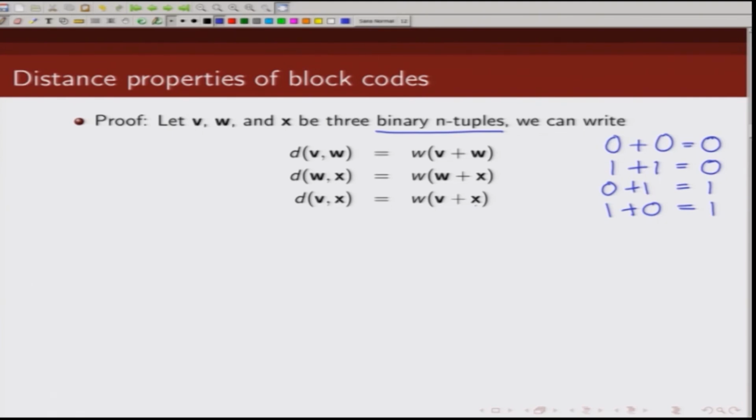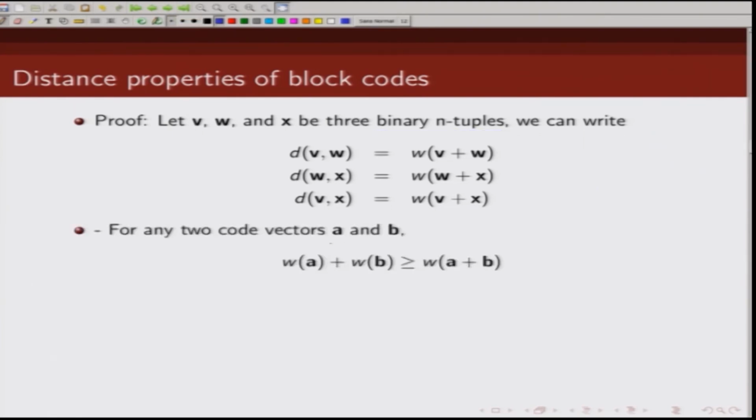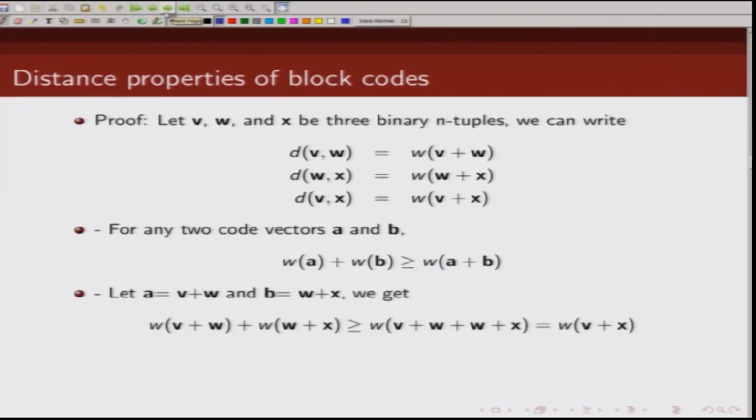So, if we have two code vectors a and b, we know the weight of a plus weight of b is going to be greater than or equal to the weight of a plus b. Only when the ones in a and b are non overlapping, this is going to be equal, otherwise the weight of a plus the weight of b will be greater than the weight of a plus b. Now, let us choose our a and b wisely.